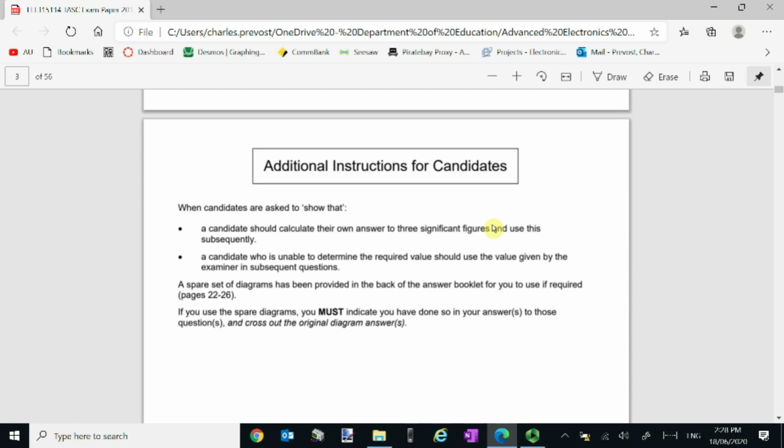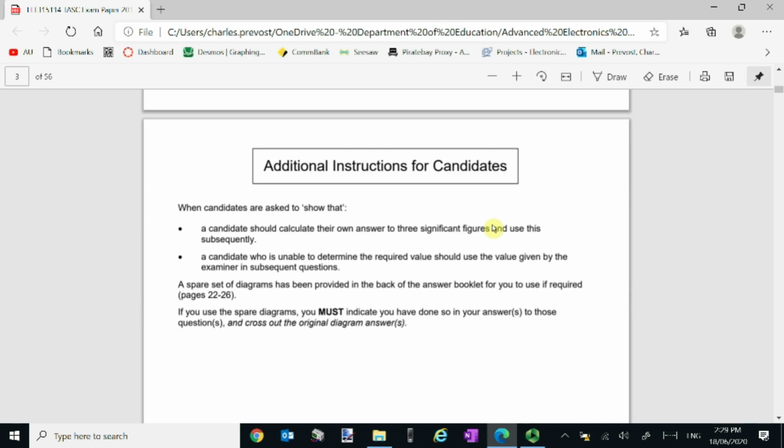So these are, in this case, related to how to give numerical answers and how to use answers that are given by the examiner. So show that type questions and how to work with those. In this case, a show that type question would probably say show that the answer is about 1.2 or something like that, and then you give it to one extra significant figure. So maybe 1.22 would be the correct answer that you might calculate. So that's how you record it.